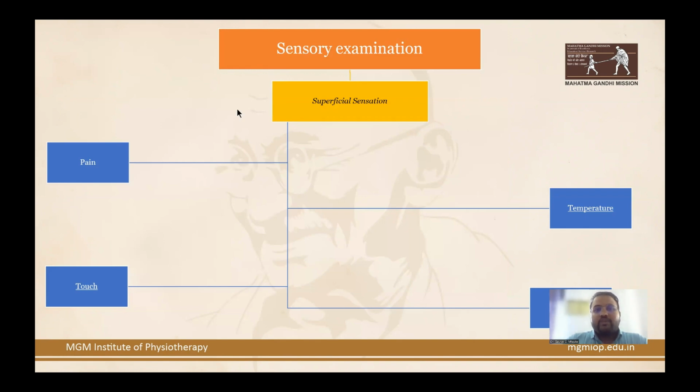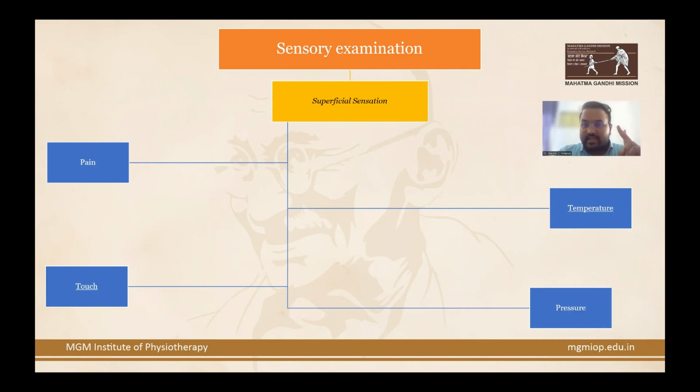Okay. So we saw the sensory examination. In that, we saw what? Pain by using a pin. Touch by using a what? We are going to use cotton swab here. Temperature by using two test tubes, and pressure, how much pressure we can apply.